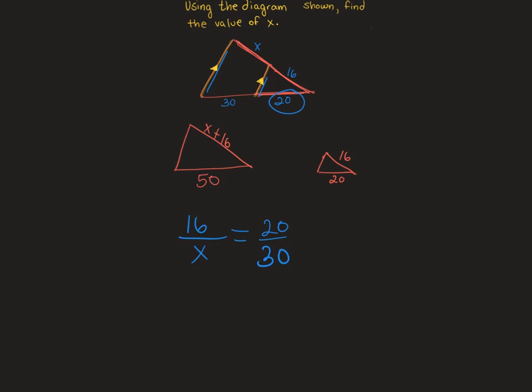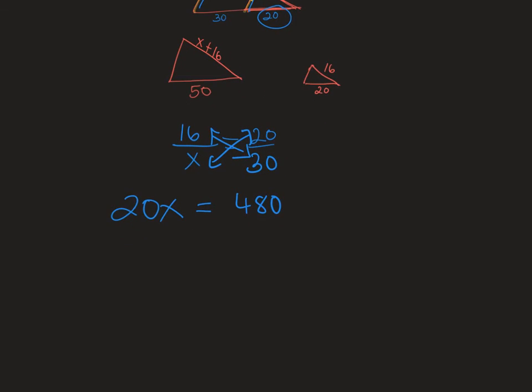Okay, so fairly simple. I would use the cross multiplication method. Okay, cross multiply. X times 20 is going to be 20x, and 16 times 30 is 480. To get x by itself, you've got to divide both sides by 20. So x equals 24. Okay, that's one of the problems.